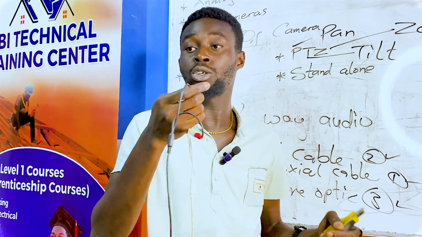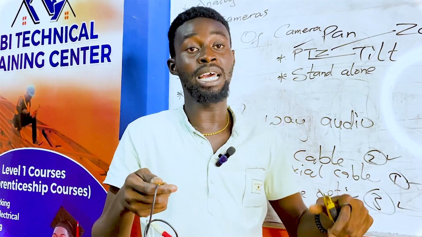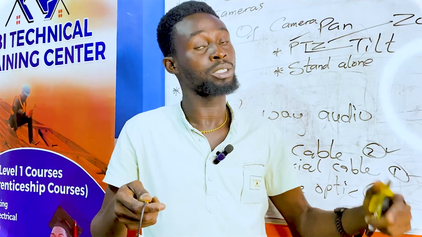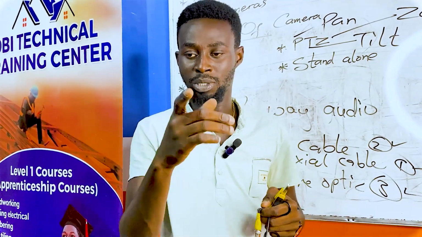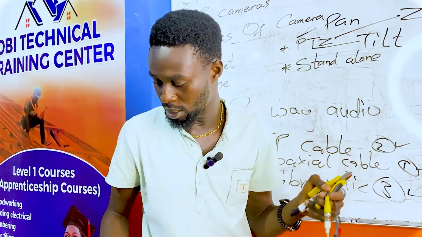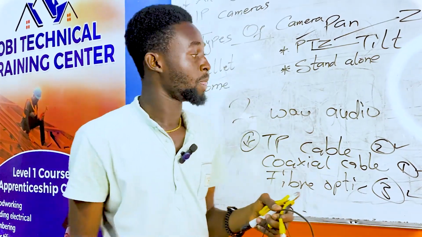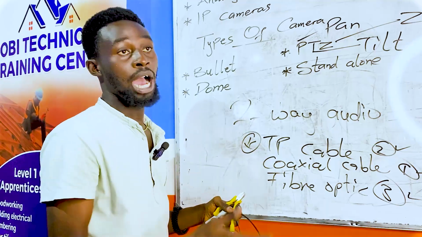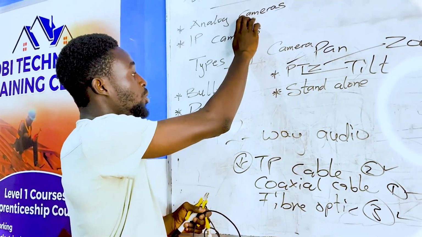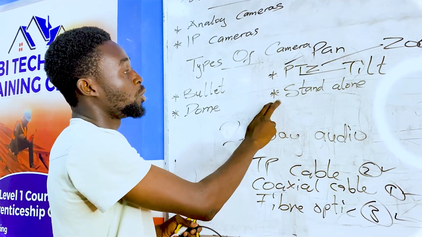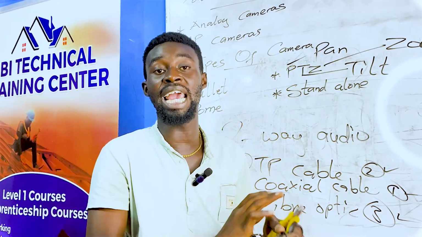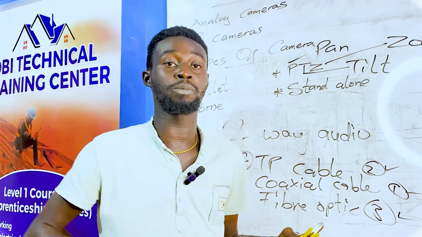This also comes in meters, and then you have the 20 meters, the 30 meters, and so on and so forth. So in today's video, I've taught you how analog cameras look like, how bullet cameras look like, how dome cameras, the PTZ, and then the standalone. Like I told you, the standalone, they don't need any other source. Some even have inbuilt batteries in them.